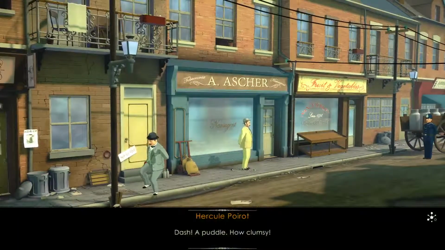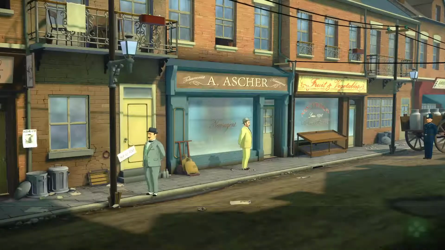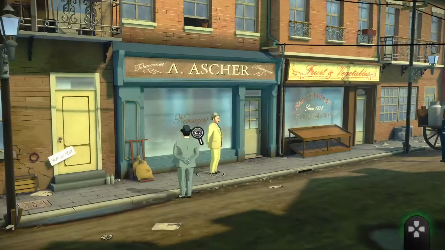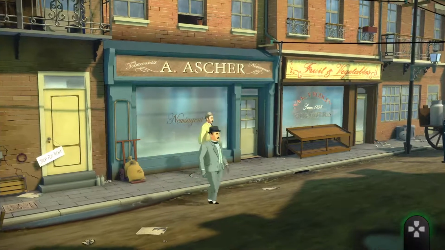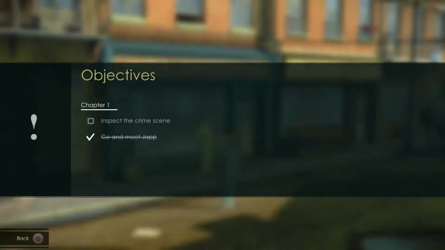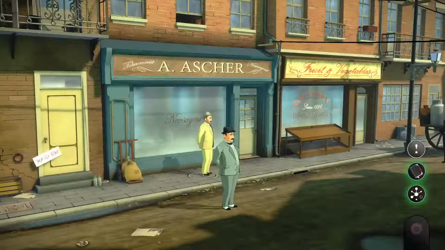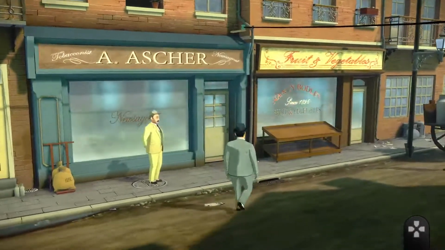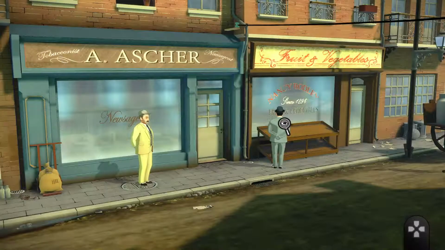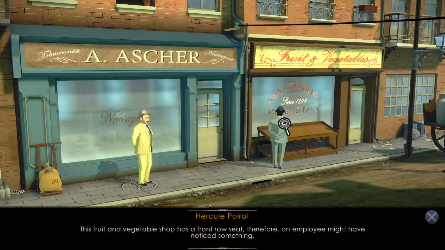Dash! A puddle. How clumsy. So we have more to inspect? This fruit and vegetable shop has a front row seat, therefore an employee might have noticed something.